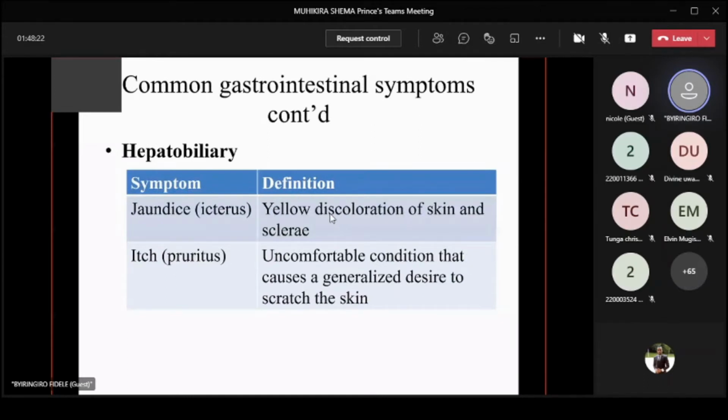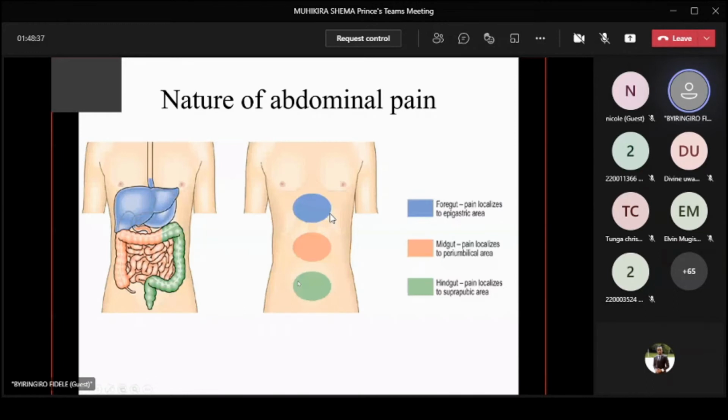So coming now to abdominal pain. When you have a pain upward, midward, and downward, you need to differentiate exactly the level of pain. If you remember in embryology, we have three components: the foregut, the midgut, and the hindgut. The foregut is the pain referred to the epigastrium area. Where is the level of the foregut?